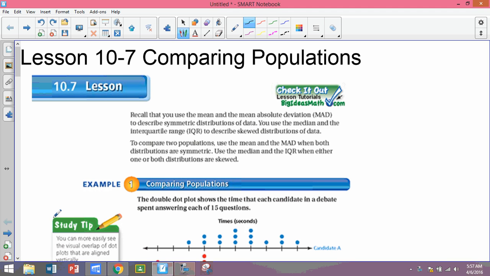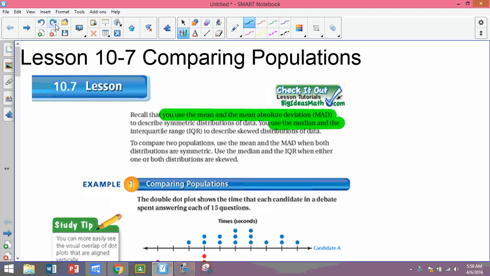Today's lesson is 10-7, comparing populations. So you're going to be looking at a poll or some sort of survey or some sort of analysis of something between two different populations on the same topic. When you're doing this, you are going to use the mean and the mean absolute deviation, the MAD. So the mean and the MAD when you're using a dot plot to compare your populations.